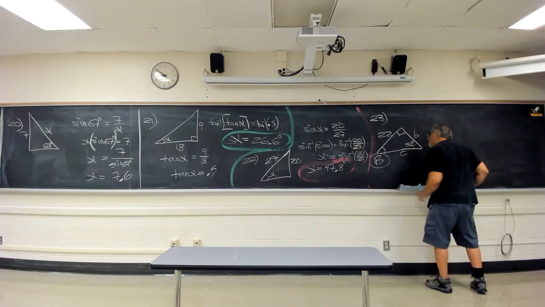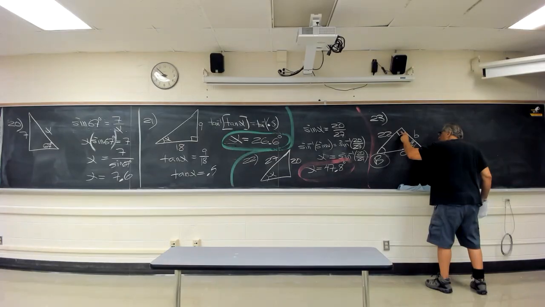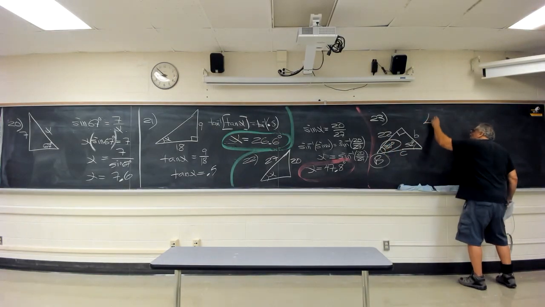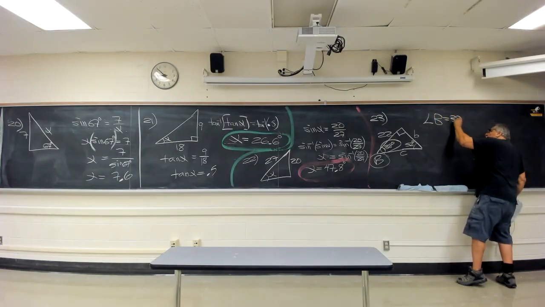Well, wait a minute. If this right here is 90 and this is 52, then it's 142. 142 plus 38 gives you the 180. So I got the 38 right there. Angle B is 38 degrees.